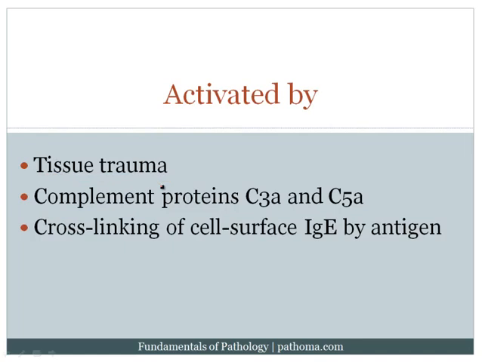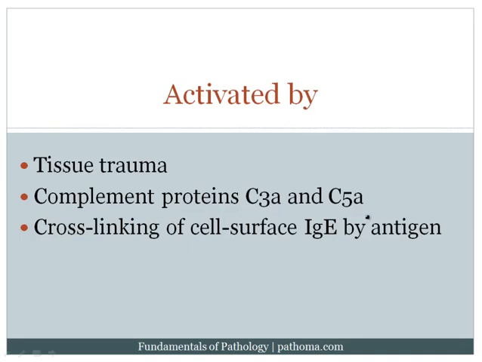The second way by which mast cells can be activated is by the complement proteins C3a and C5a. C3a and C5a are byproducts of the activation of the complement system. We'll talk about them in more detail in a few minutes. However, it's important to bear in mind here that these two proteins, C3a and C5a, activate mast cells.